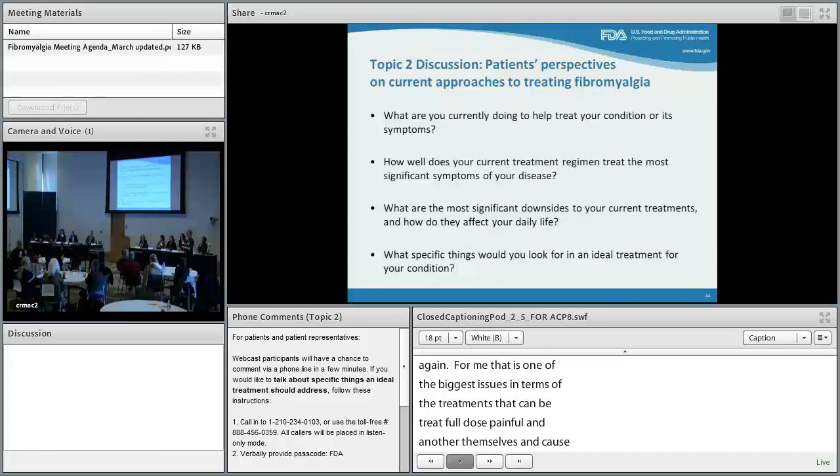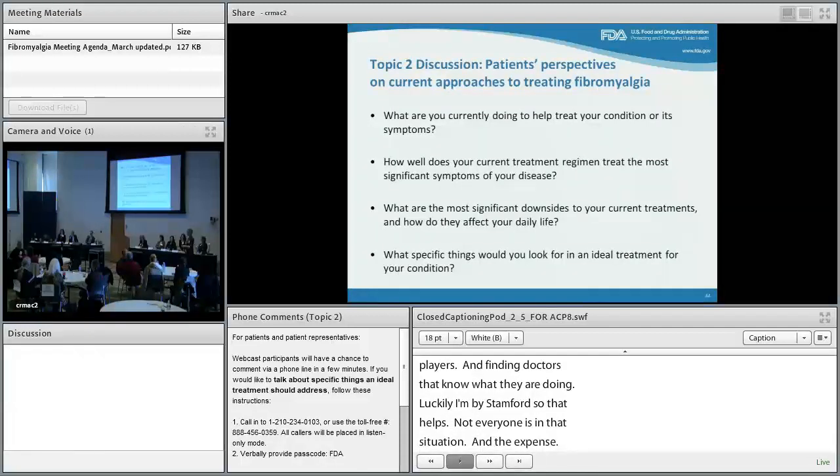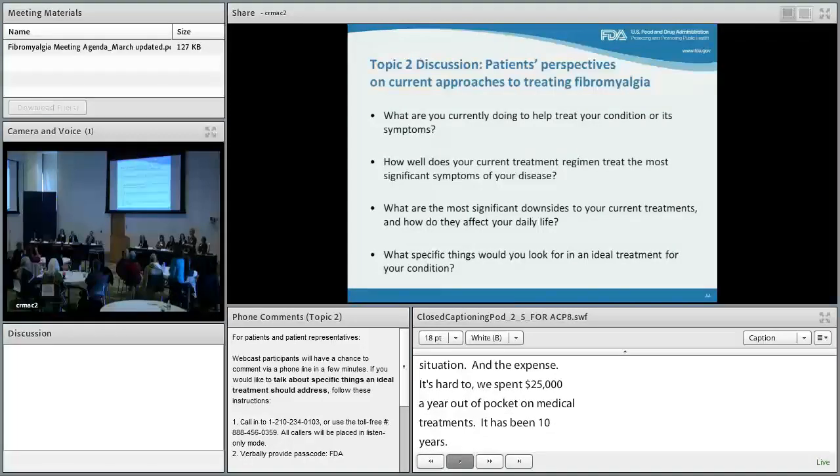And finding doctors that know what they're doing too. Luckily I'm by Stanford, so that helps. But not everyone is in that situation. And the expense. We spend $25,000 a year out of pocket on medical treatments. And it's been 10 years, so there you go. Thank you.